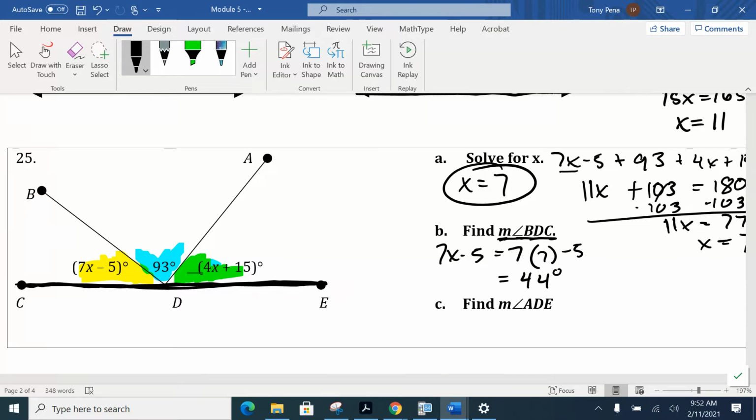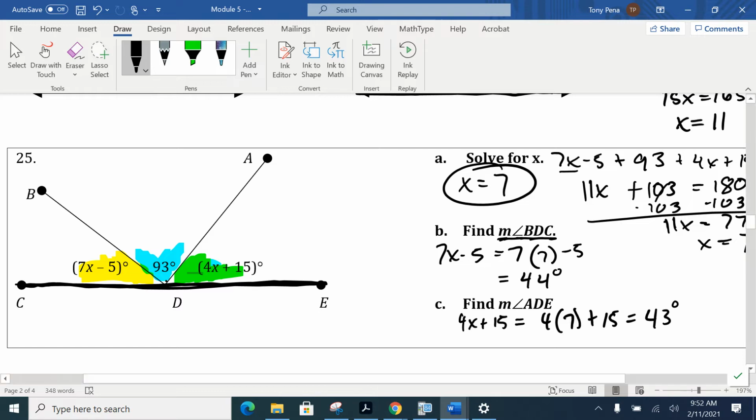Angle ADE would have to now be the green section. So that's the 4x plus 15. We now know our x is a 7. So that should give us a 43 degree angle.